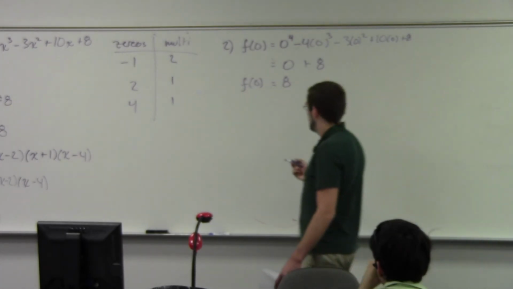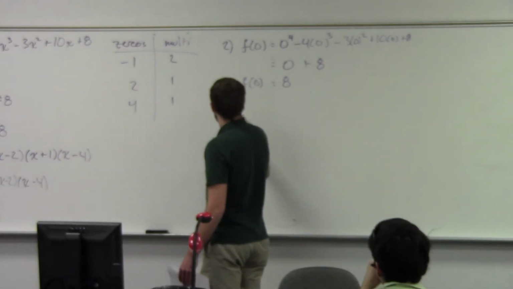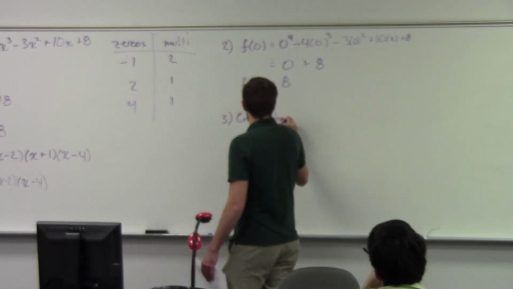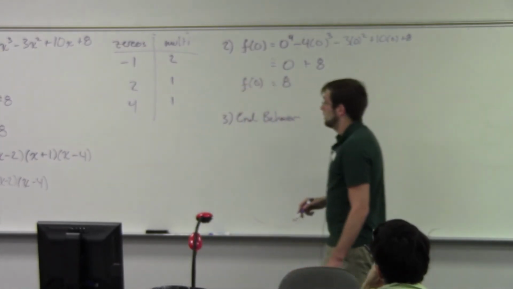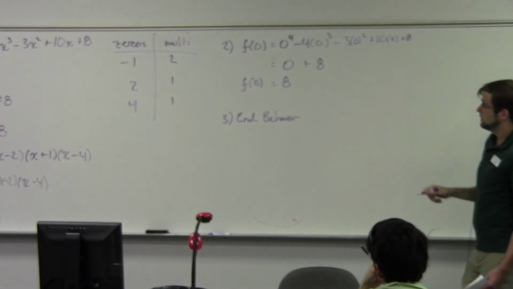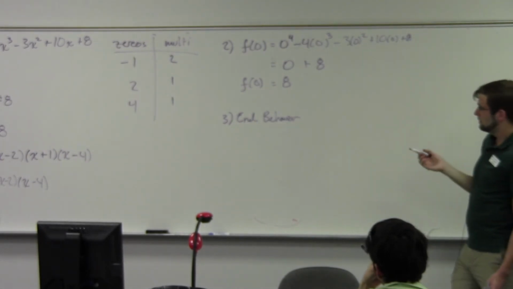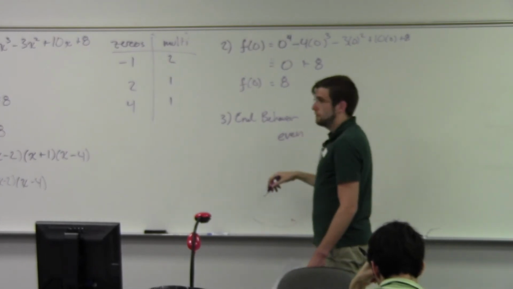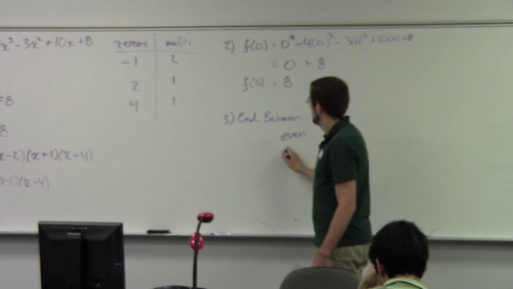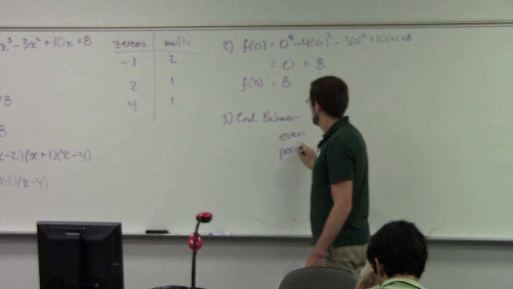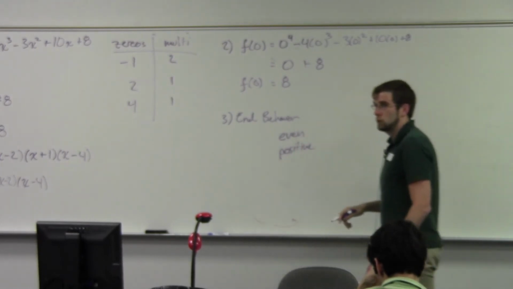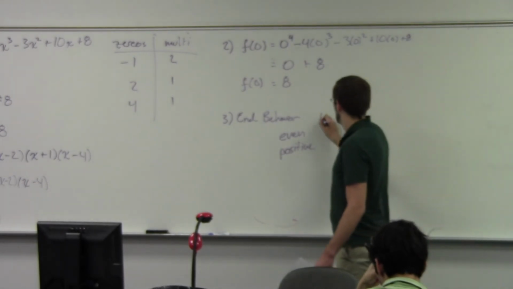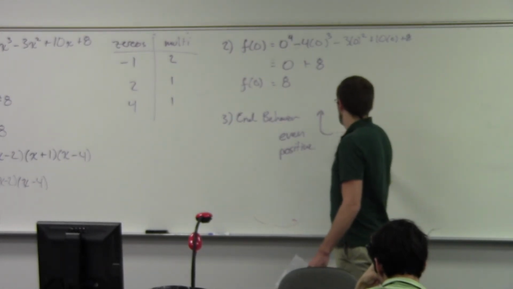Step 3, let's look at my end behavior. All right, so the end behavior, well, the highest exponent is even, right? And the leading coefficient is positive. So what is my end behavior going to look like? That's right. Goalpost going up.